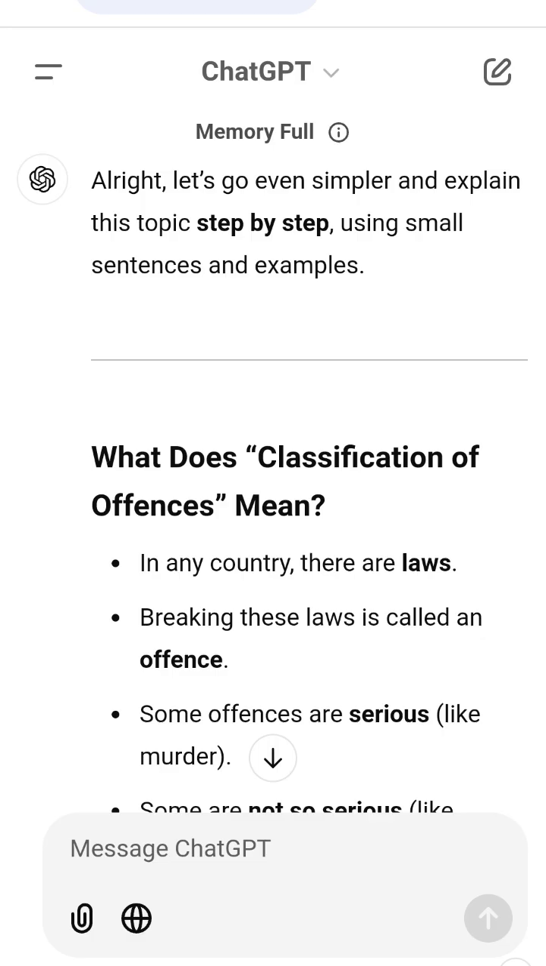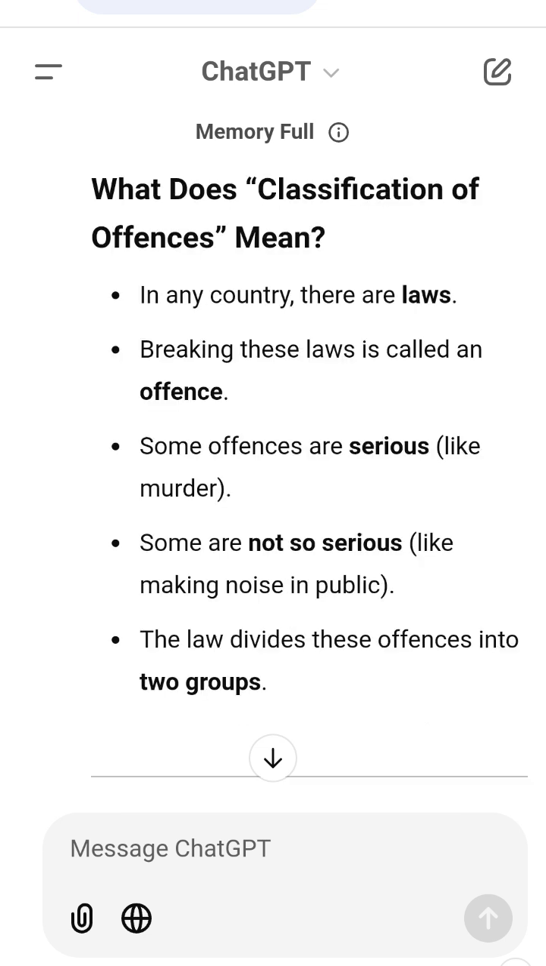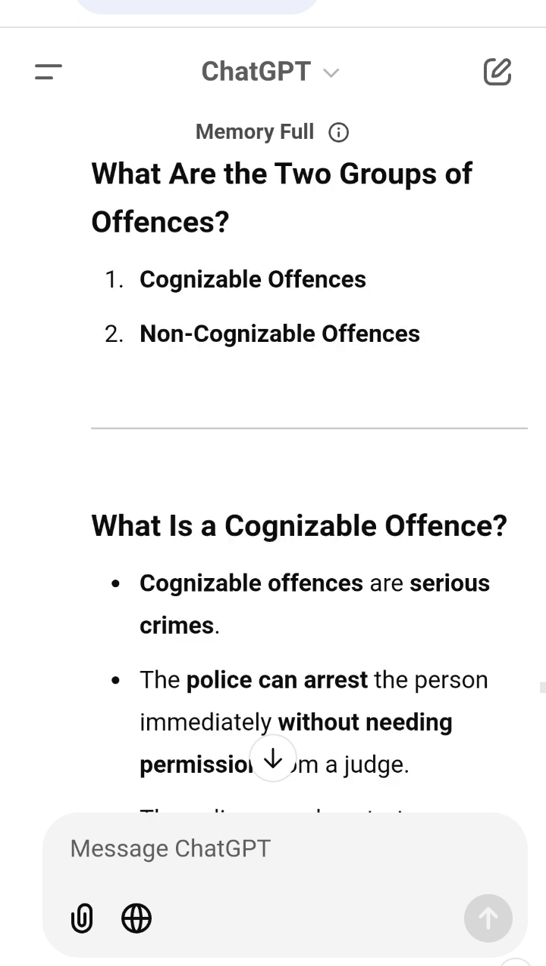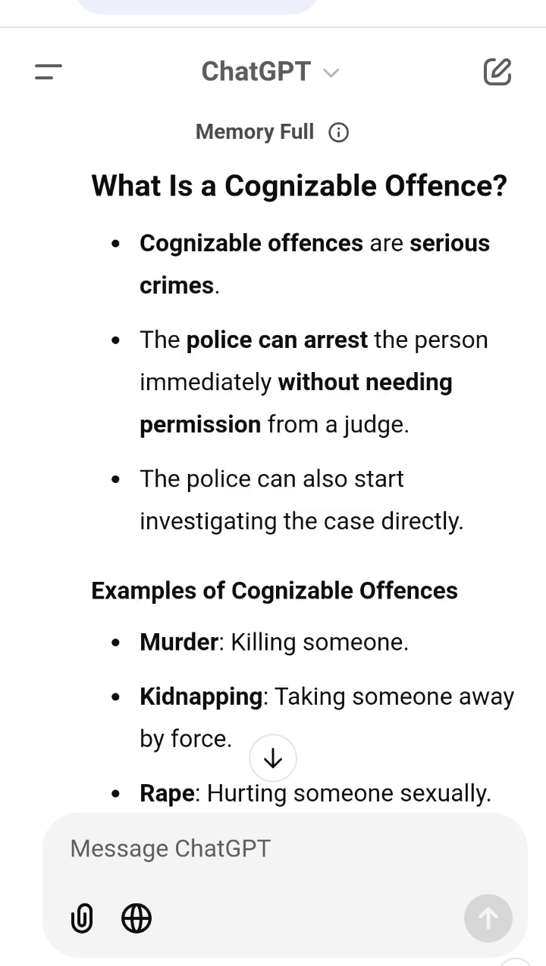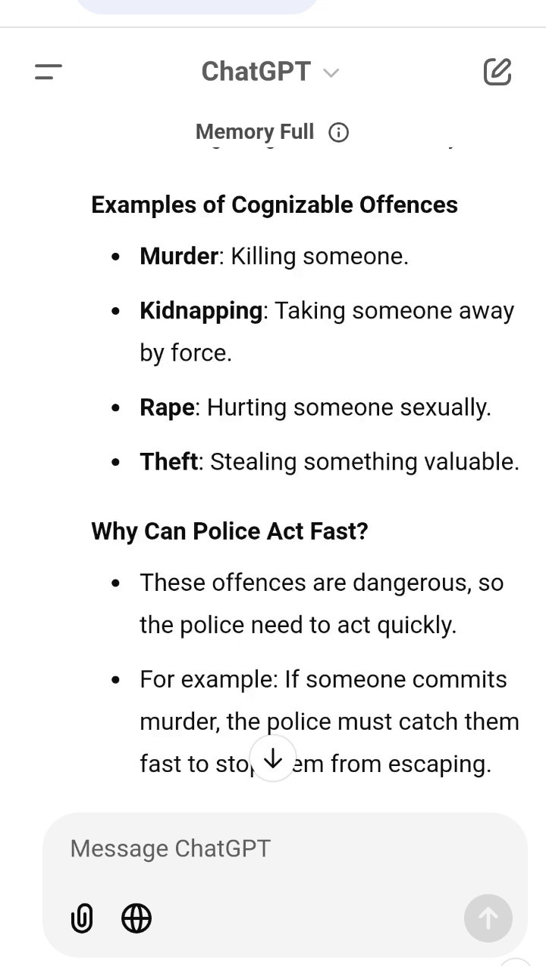Why is this division important? 1. It helps the police act quickly for serious crimes. Example, in a kidnapping case, the police can start searching immediately without wasting time. 2. It prevents police from misusing their power for small issues. Example, if someone complains about loud music, the police will ask the judge first.